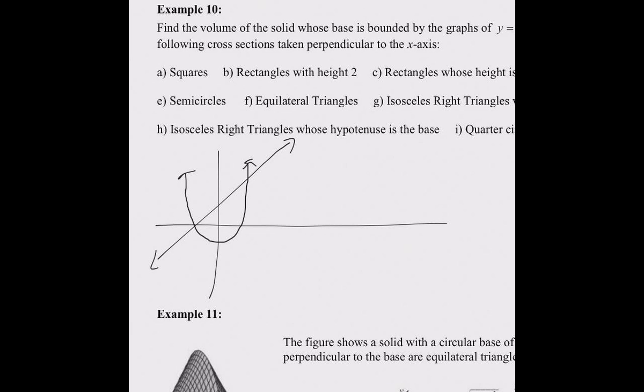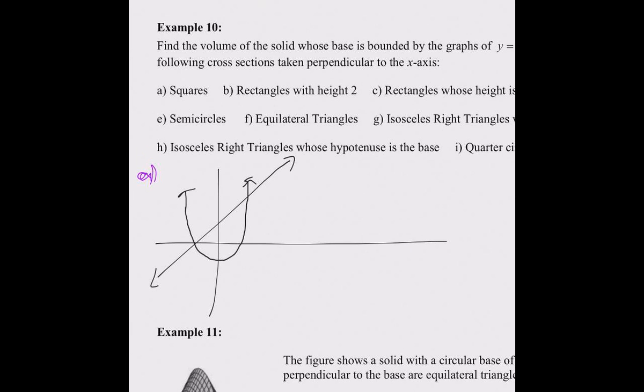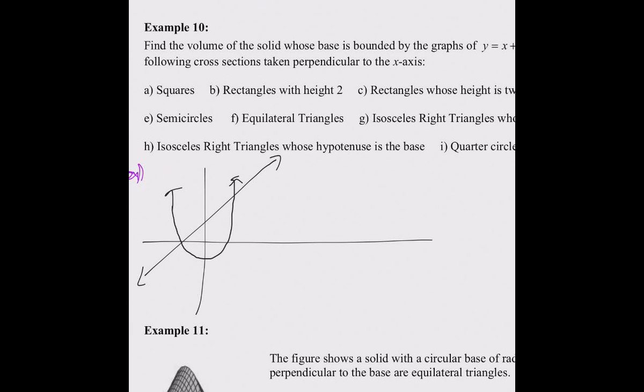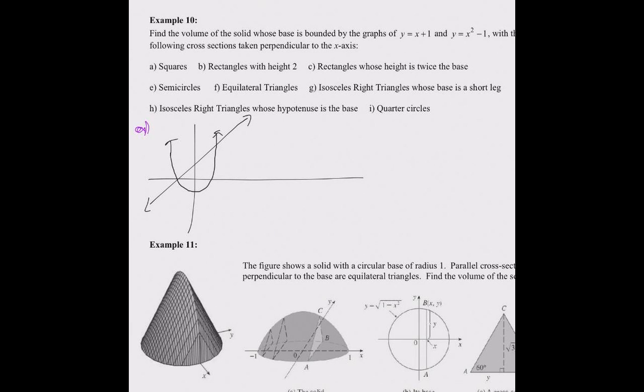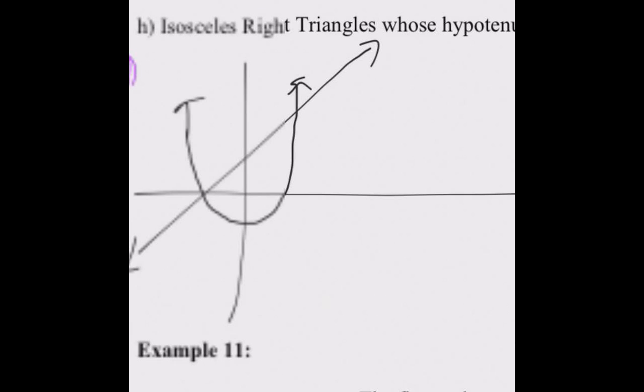Okay, we should start with purple. Ladies and gentlemen, believe it or not, this is part A. This is what it's asking you: find the volume of the solid whose base is bounded by the said graphs with the following cross sections taken perpendicular to the x-axis. What are you talking about? Let's describe what I'm talking about, and then let's get the Play-Doh out. We have very serious things to do.